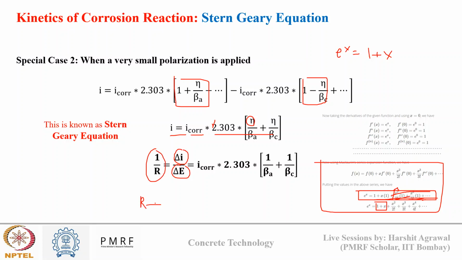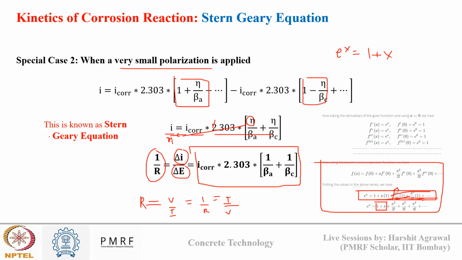So we know R is equal to V by I. So 1 by R will be equal to I by V. So eta I have taken here downstairs, here comes the eta. This remaining term will help me to calculate the resistance that a system offers when there is very small polarization applied. This relation is known as the Stern-Geary equation. The scientists Stern and Geary defined this equation for a very small polarization.